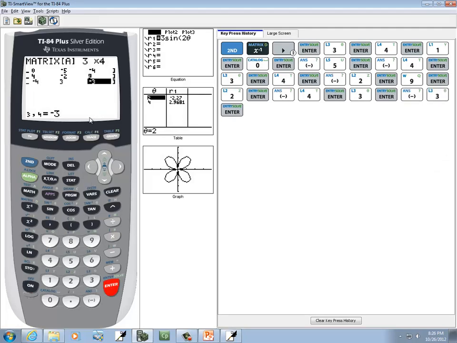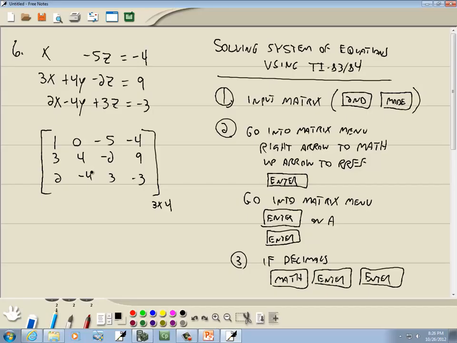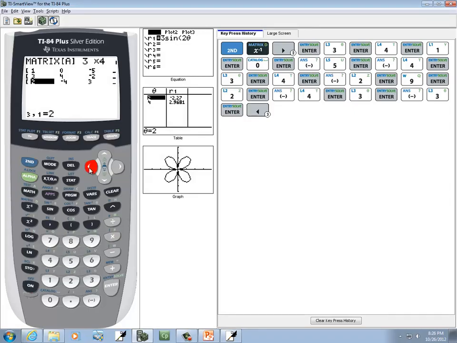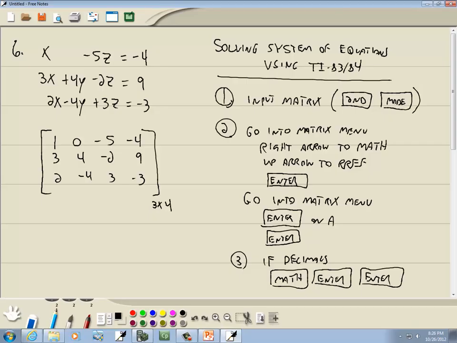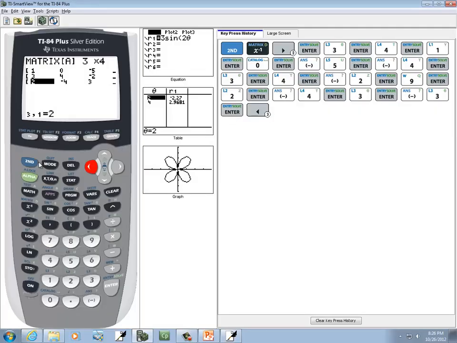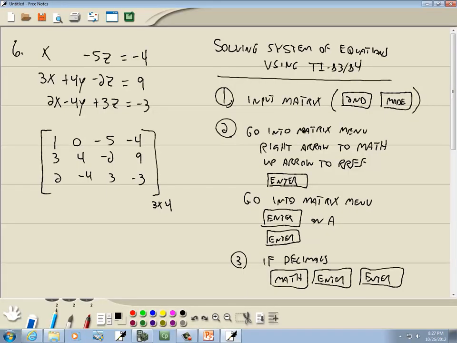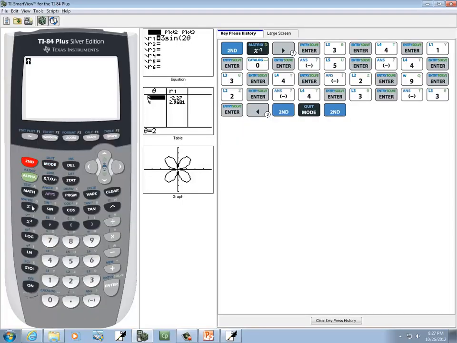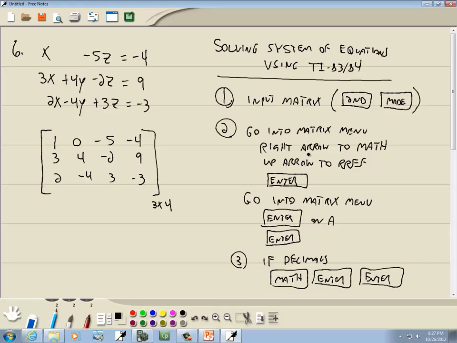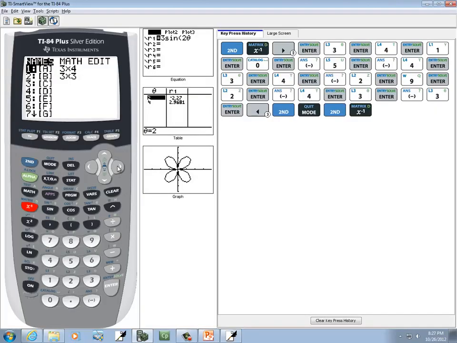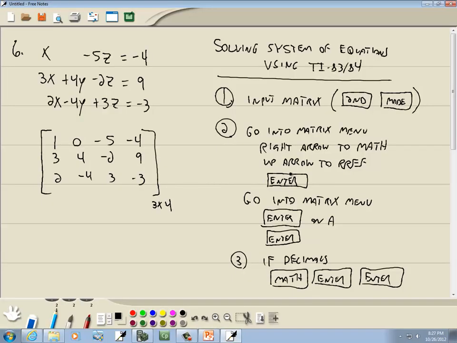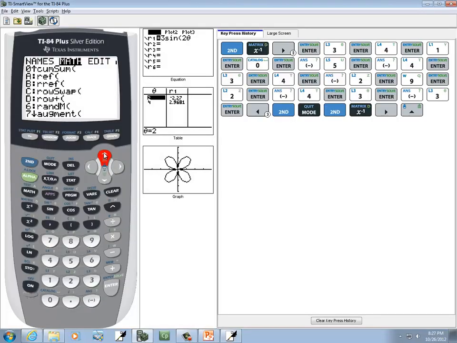Now I'm going to use my arrow keys to double check myself. Okay, all looks right. Now notice I put second mode here. You have to be sure you exit out after you get that in, so do second mode, exit out. Now we're at step 2. Go back in the matrix menu, so do second, X and negative 1. It says right arrow to math, so we right arrow to math. It says up arrow to RREF, so I'll press my up arrow and keep going until I get to RREF.